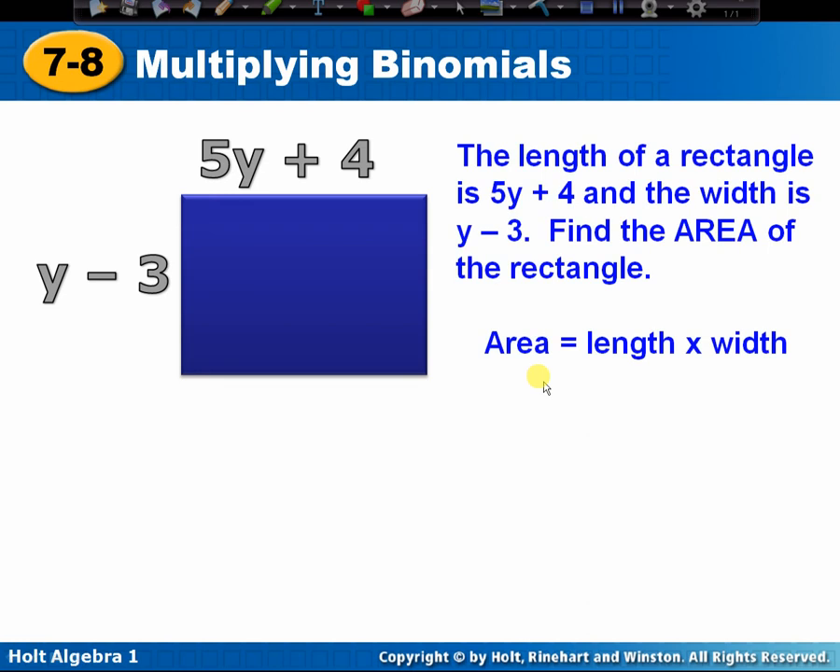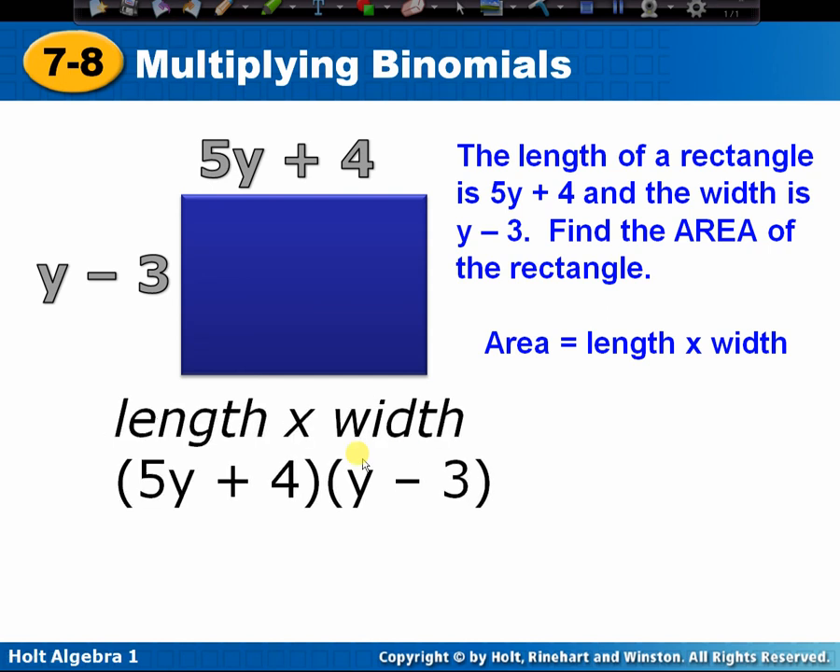This is an example of when this might come in handy. If they gave you the length of a rectangle, and you'll see questions a lot like this on your EOC. It says the length of a rectangle is 5y plus 4, and the width is y minus 3. Find the area of the rectangle, and you know that area equals length times width. So you have your length and your width, and now you have to multiply them by each other. So let's look at how to write out this problem.